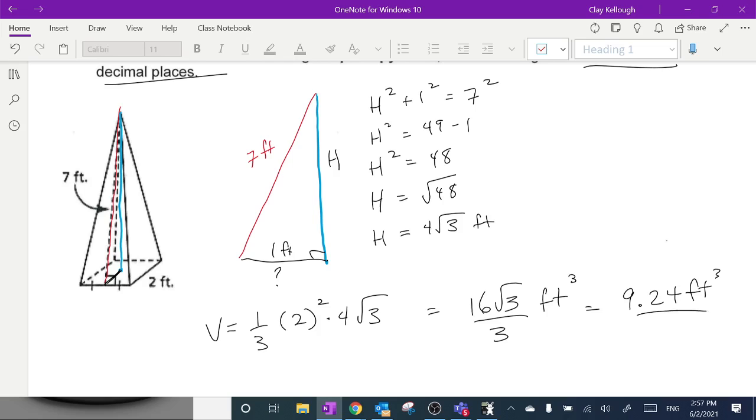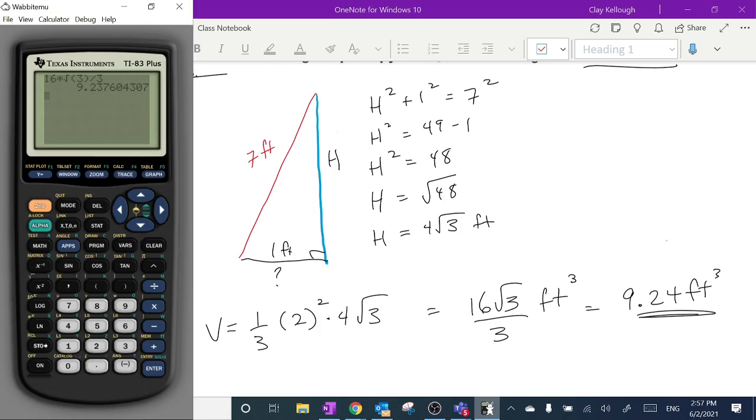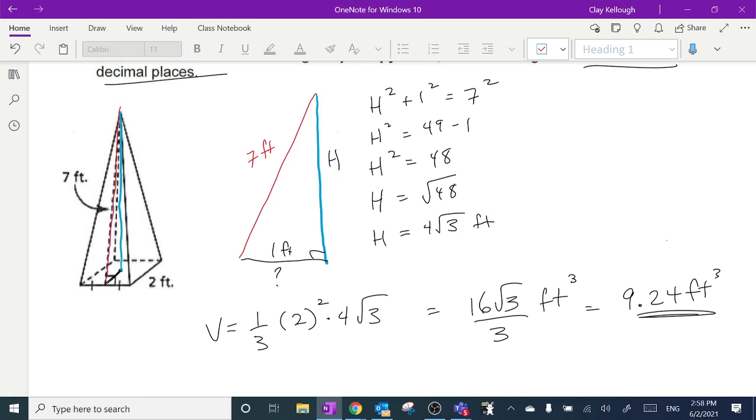And please notice, if you don't like all the simplifying that I did here to get to that, you could have just punched this through as 1 divided by 3 times 2 squared, although I pity the person who has to actually type in 2 squared and doesn't know that's 4. And even if you didn't want to simplify this and you just said square root of 48, you're going to get the same answer. Bada boom. So there you have it. There's pyramids.